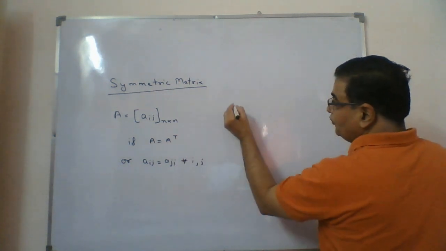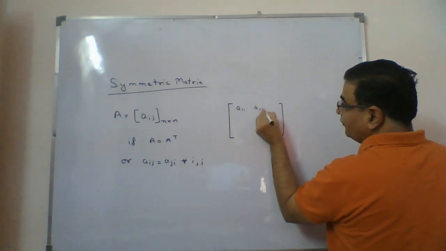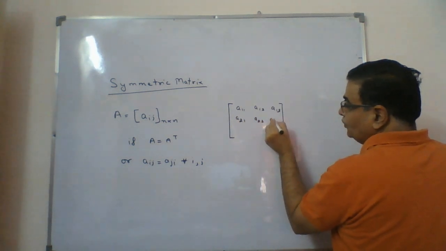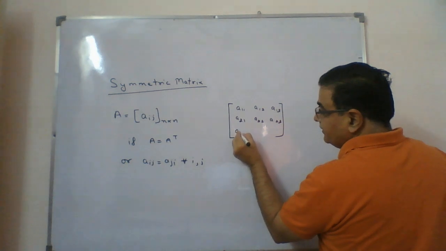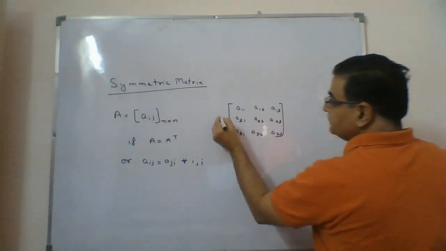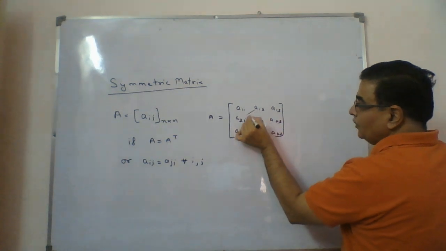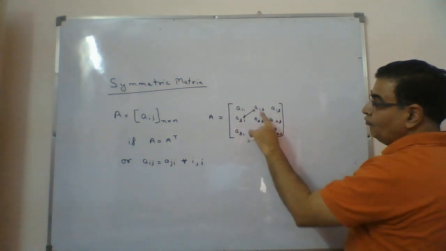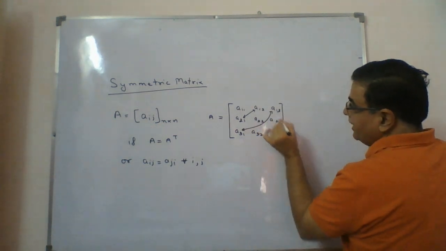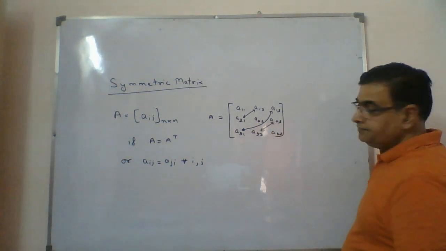That means if you have an example, if I take a matrix of 3 by 3, that is A11, A12, A13, A21, A22, A23, A31, A32, A33. If this matrix is a symmetric matrix, then one thing should be clear: these two elements should be the same. 1,2 should be the same as 2,1. 1,3 has to be the same as 3,1. Then 2,3 should be the same as 3,2.